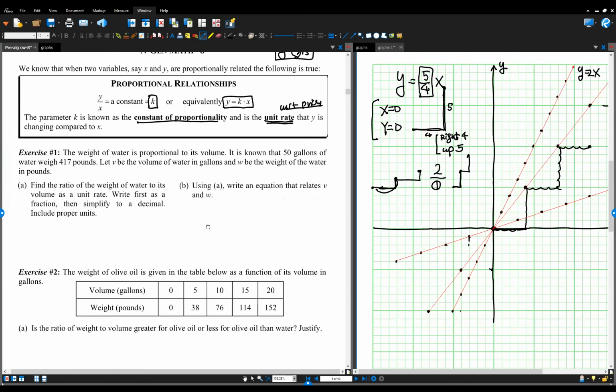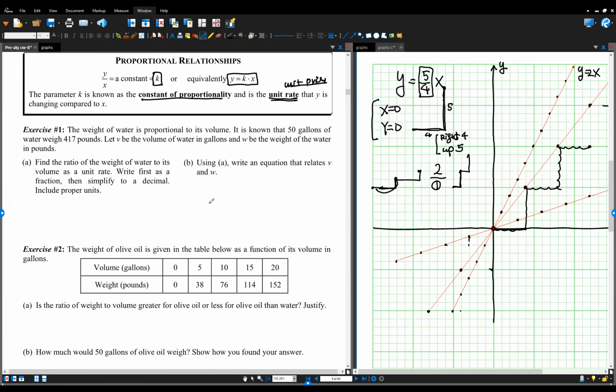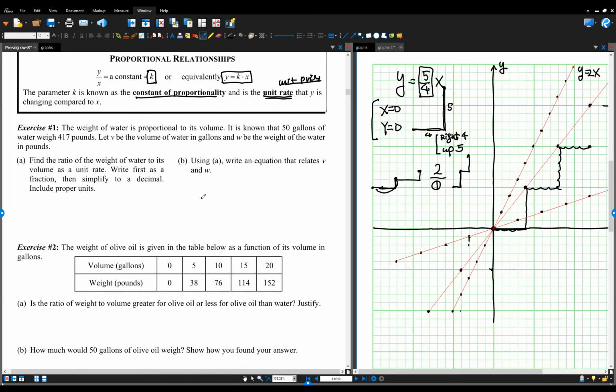Okay, we're gonna try exercise 1 there, okay? Yeah, the weight of water is proportional to its volume. This is a water problem. The weight of water is proportional to its volume. I'm gonna use the weight as W. Volume is B.